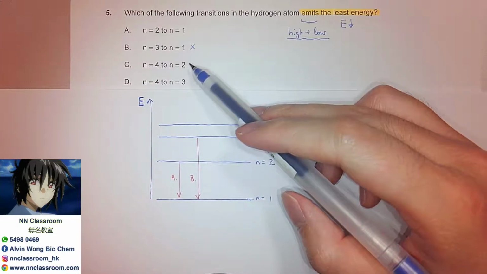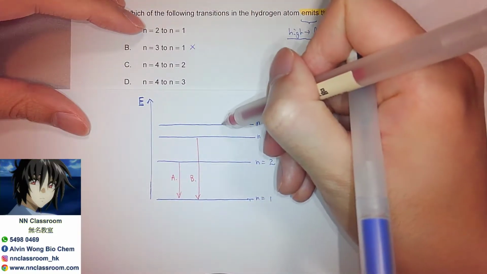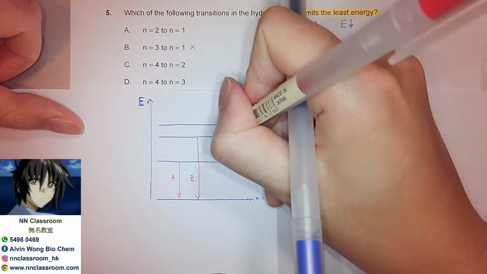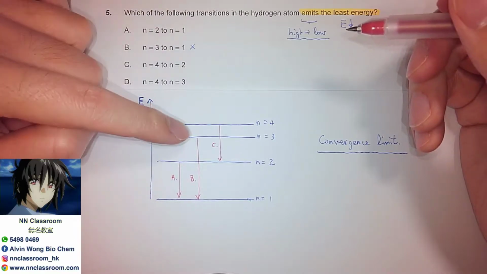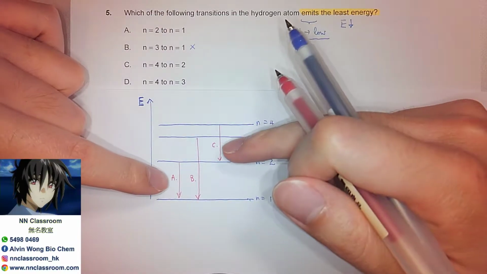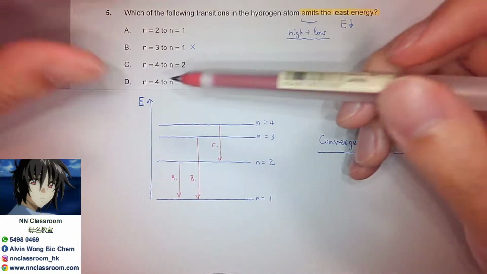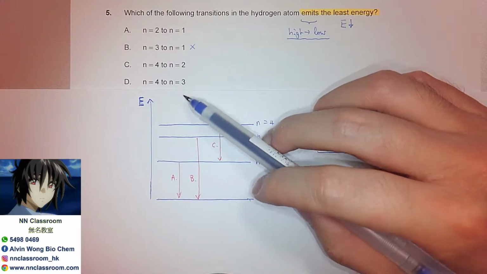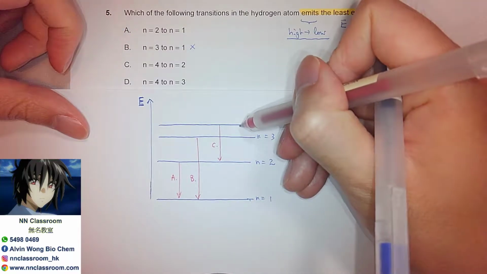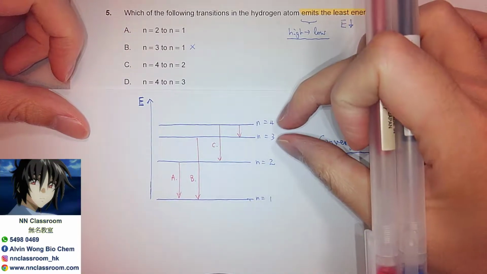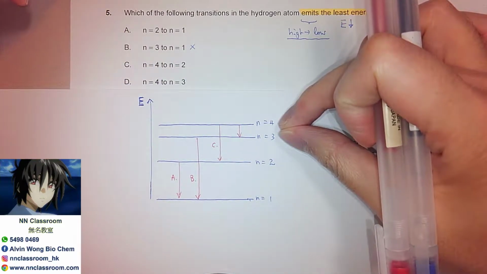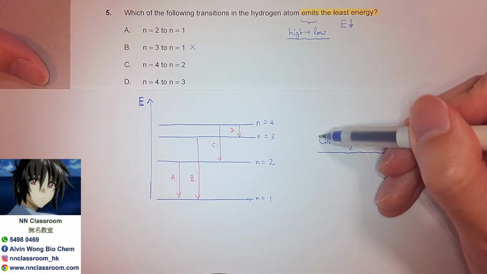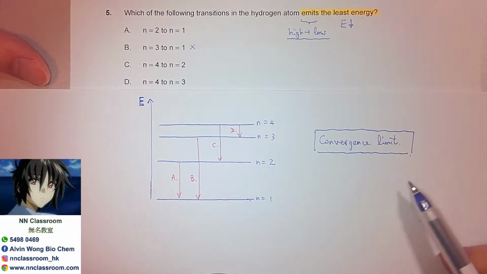And for C, you are moving from 4 to 2. It seems that for 4 to 2, you are moving across two energy levels, so it's just comparable between A and C. Both are kind of small values. But there's a much better choice, which is from 4 to 3. As you can see, from 4 to 3, this is only within one energy level movement, and that is particularly much smaller thanks to the concept of the convergence limit.